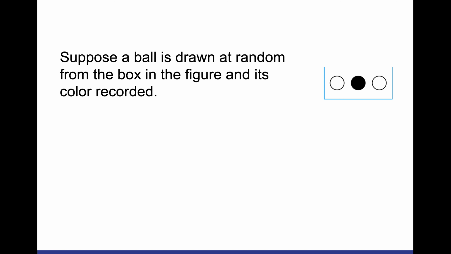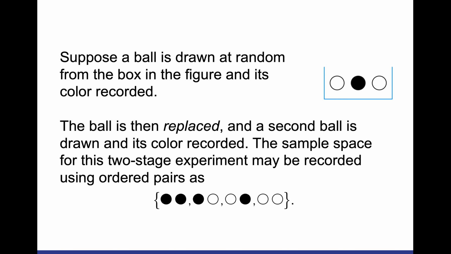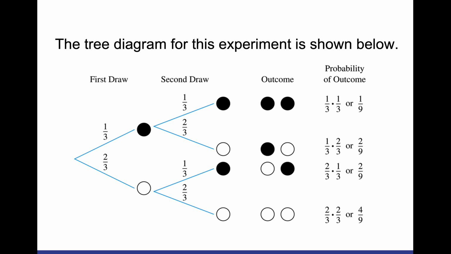So let's suppose a ball is drawn at random from the box in the figure and its color is recorded. Then we're replacing it back in. That's important because that's going to affect my sample space. And I'm going to redraw. So if I do the tree diagram for this experiment, it's going to look somewhat similar to what happened with the spinner, but I only have 2 outcomes because either the ball is black or the ball is white, so it's not quite as complex.